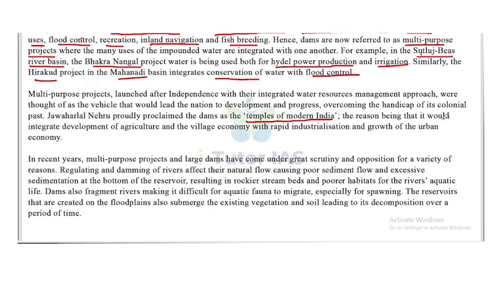The reason behind that is it would integrate development of agriculture and the village economy with rapid industrialization and growth of the urban economy. So that's why Jawaharlal Nehru, the Prime Minister, proclaimed dams as the temples of modern India.